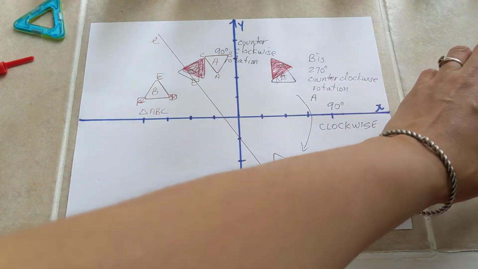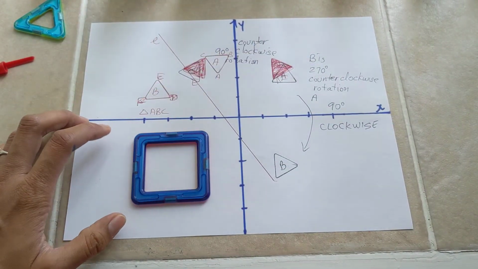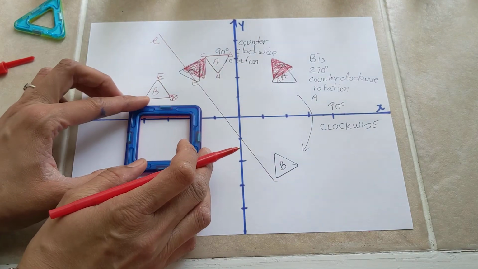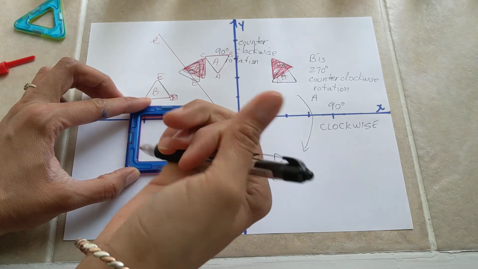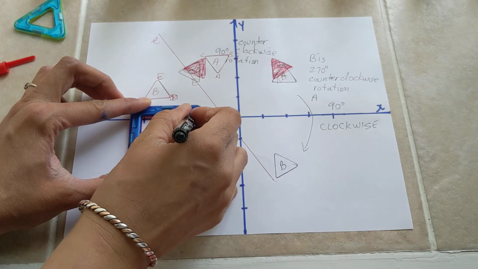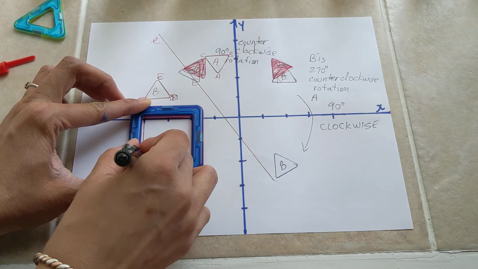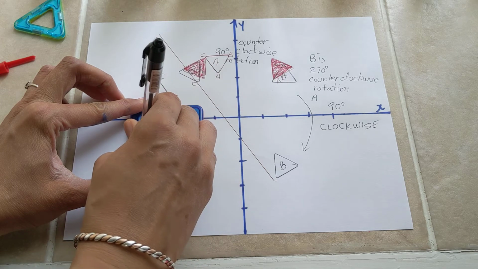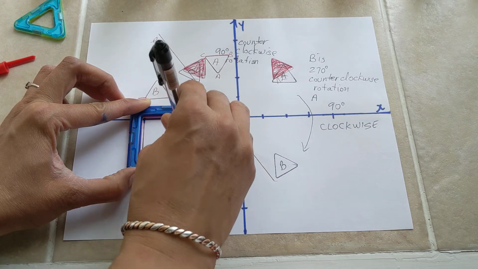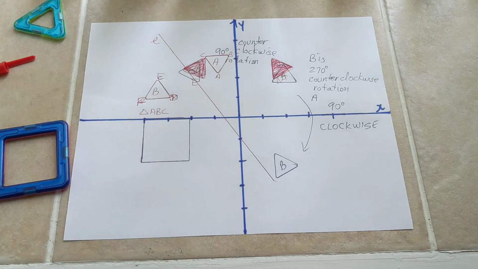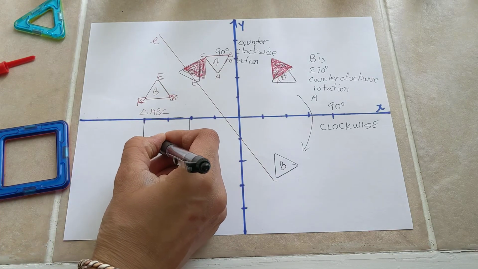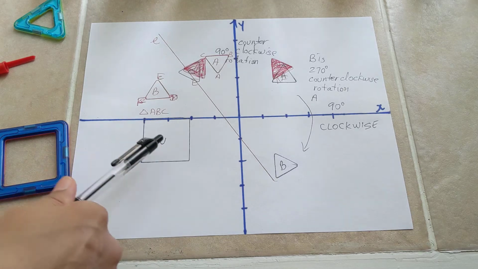So now we're going to talk about translation. Okay, so I'm going to use a square just so we're using something different, and I'm going to use a black pen. Okay, so I'm going to try to draw this. Okay, so now this is where my square is. So I will label this W. Okay, so my square W.